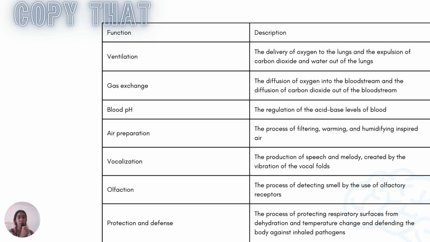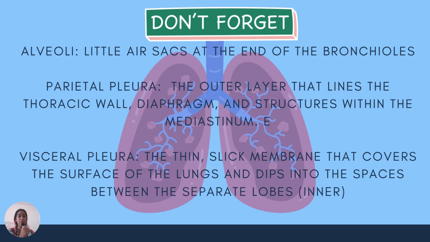And you can go ahead and look through the other ones, but those are some of the important ones. Alveoli: the alveoli are little air sacs at the end of the bronchioles. Parietal pleura. Excuse me. Parietal pleura. There we go. Once again, some of these things are hard for me to enunciate, so I'll be spelling some stuff. But basically, that's the outer layer that lines the thoracic wall, the diaphragm, and the structures within. The visceral pleura is inner.